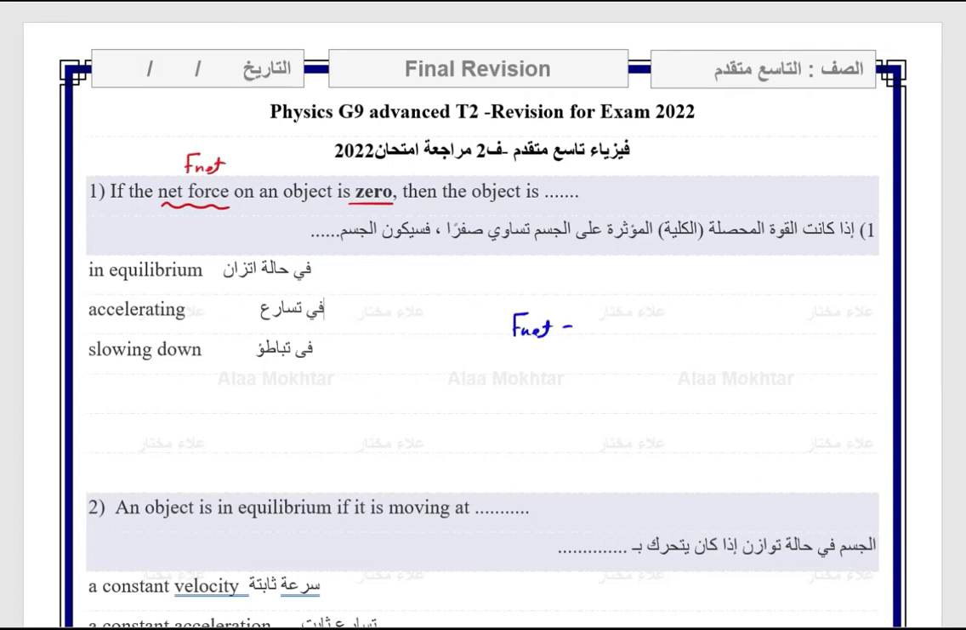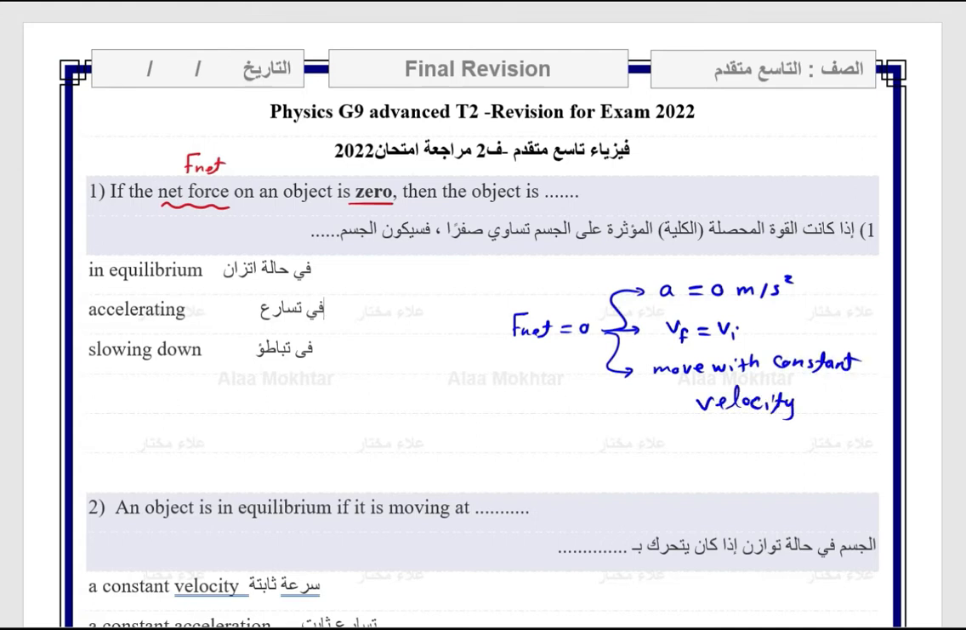If the F net equals 0, it means acceleration equals 0 meter per second squared. It also means V final equals V initial, final velocity equals initial velocity. It means the object moves with constant velocity. And we can also say that an object in equilibrium means the net force equals 0.